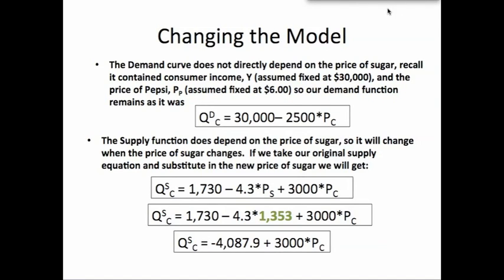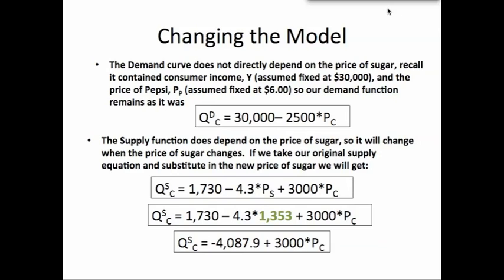How does the model change? Well, for the demand curve, nothing changes. We assumed values for Y and the price of Pepsi, and we have a demand function given in the top box on your screen right now. The supply function does include the price of sugar, so what we will need to do is recalculate our supply function, and you can see in the lower set of boxes there is our quantity supplied of Coca-Cola, written in terms of the price of sugar and the price of Coke.